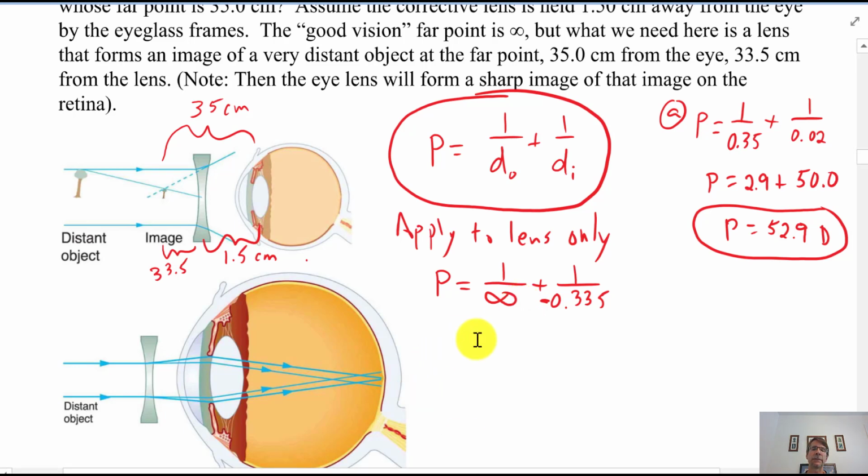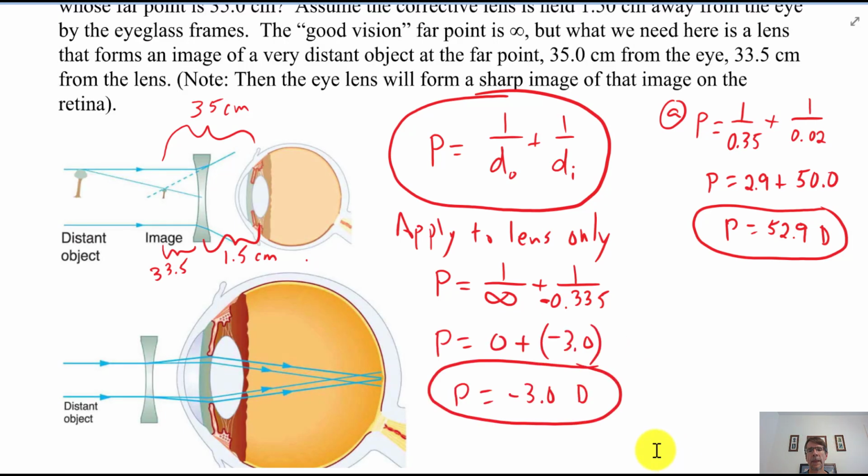So bottom line, you have an object at infinity, or way out there, that tree is way out there relative to this lens that we're using to correct our vision, such that that lens forms a virtual image at the far point for your eye. And then your eye will make an image of that image that will be sharp and clear. All right, so if you do the math here, this person then needs corrective lenses that have a power of negative 3.0 diopters, a diverging lens with that power.